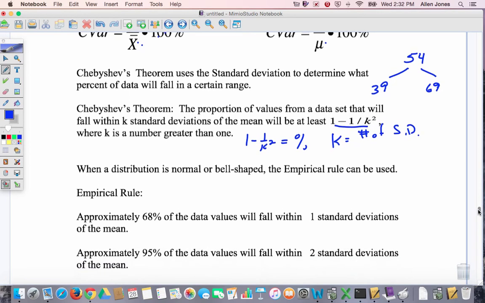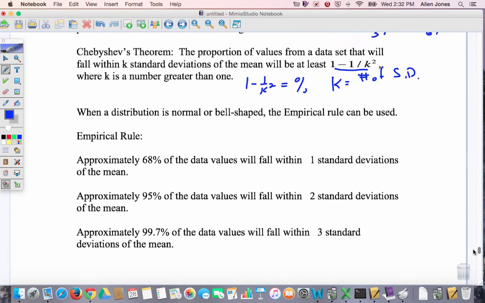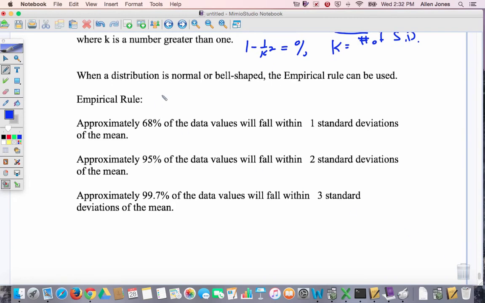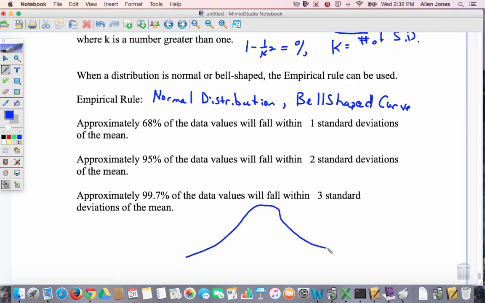And then the empirical rule measures essentially the same thing, just in a different format. The empirical rule, again, is also called the normal distribution, or you might see it referred to as a bell-shaped curve. I'm going to try to squeeze a bell-shaped curve in here at the bottom. It's going to look something like that. The mean goes right down the middle, so our mean goes here.